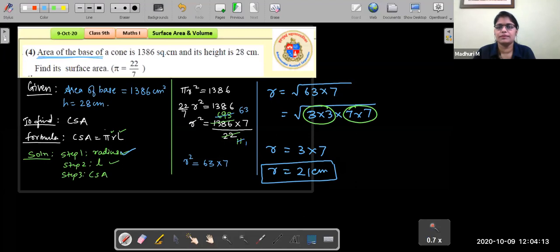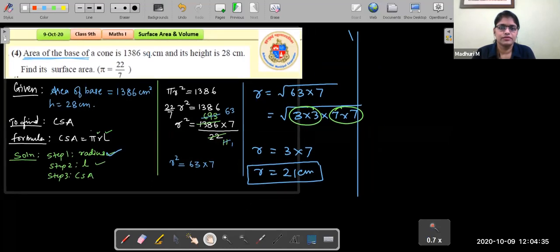Then we move to step 2. What is the next step? We have to find L. And what will be the formula? So the formula to find L is L squared equals R squared plus H squared. Yes. So there we use that formula to find the length, right?